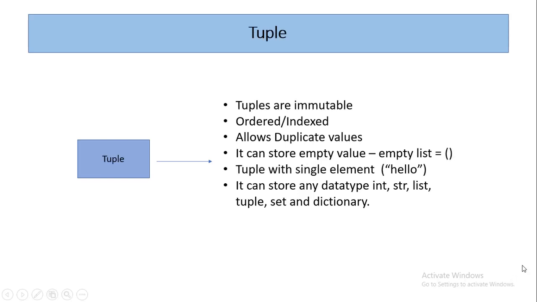Then next, tuples are immutable. It means once we create a tuple, you cannot edit it or add values to it. Tuples are ordered and indexed. You can access its values through index number. It allows duplicate values. To declare or assign values to a tuple, you have to just write in simple brackets, and it can store any data type of values.